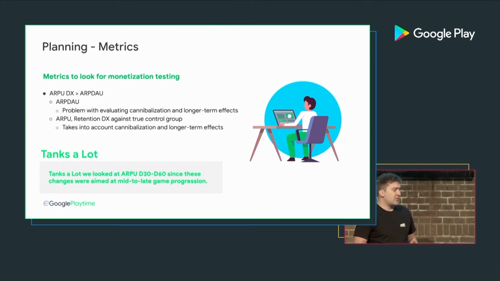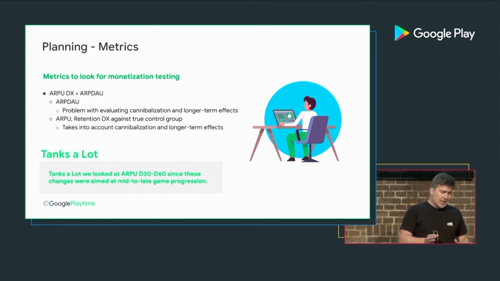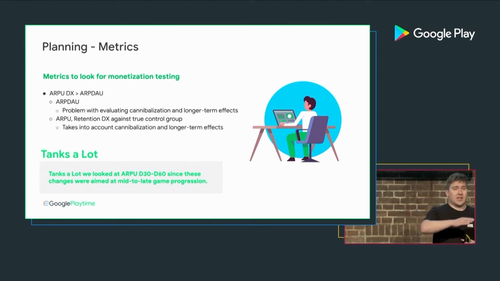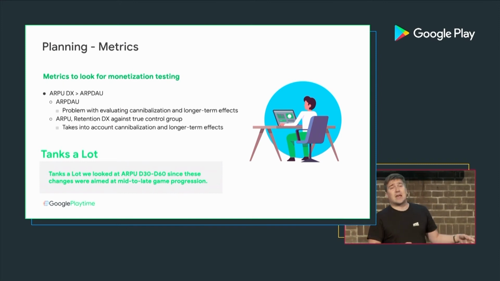We found out this method to be a bit misleading. Is that ARPDAU doesn't really capture the dynamic and the long-term effect of a change, especially with the economy, and could be misleading in that it doesn't take into account cannibalization of a baseline and stuff like that.